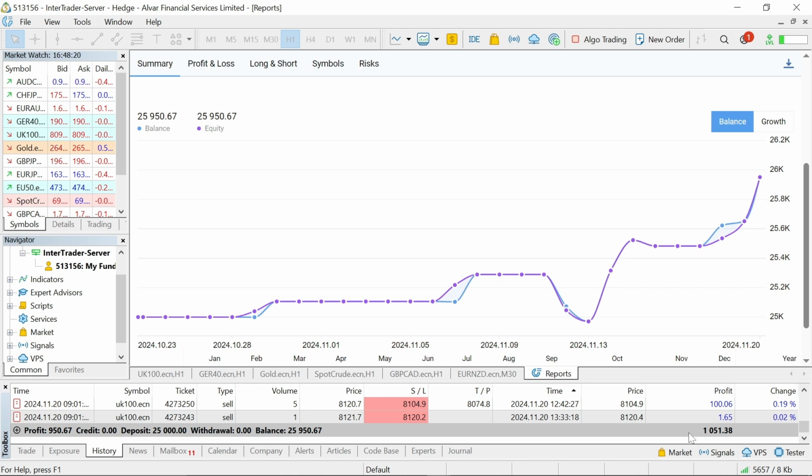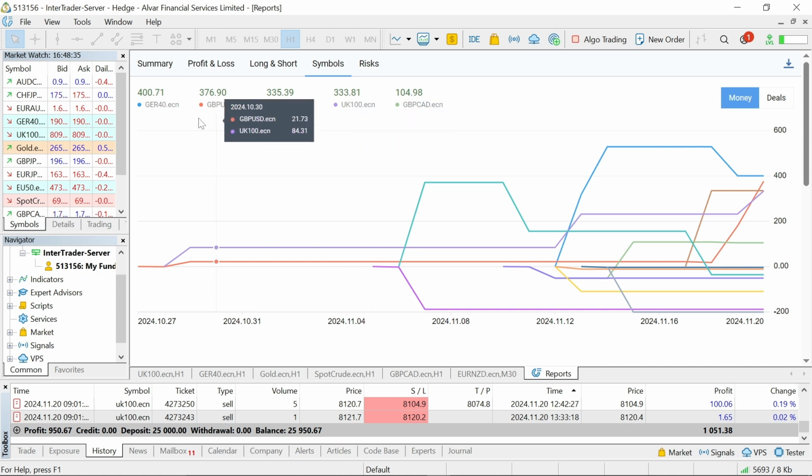But at the end of the day, I'm so far up on the week at 1051 plus, because I started the week with a drawdown. Yeah, here it was. I started with a drawdown, but currently I'm up 950. That is the most important thing.